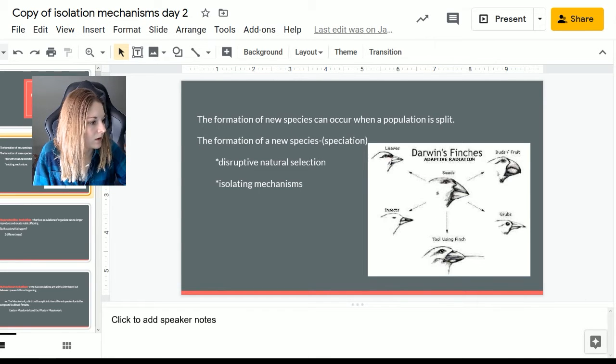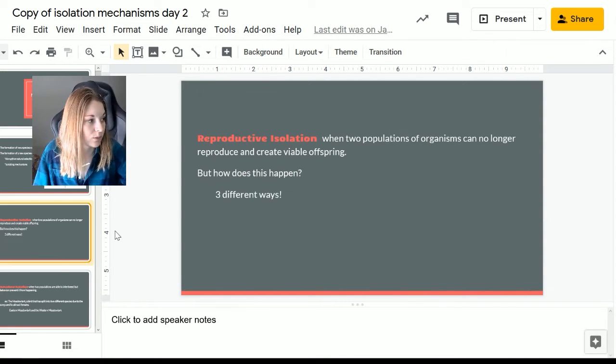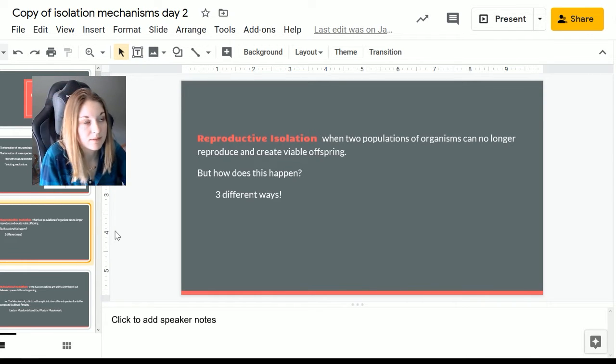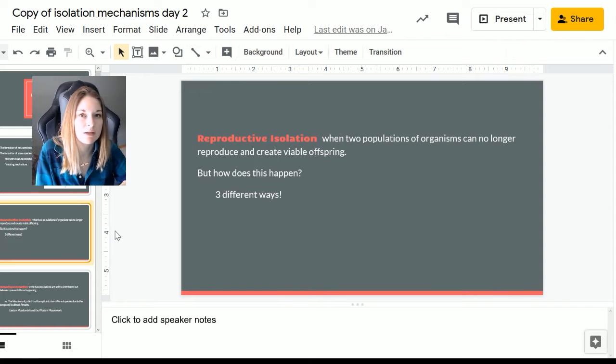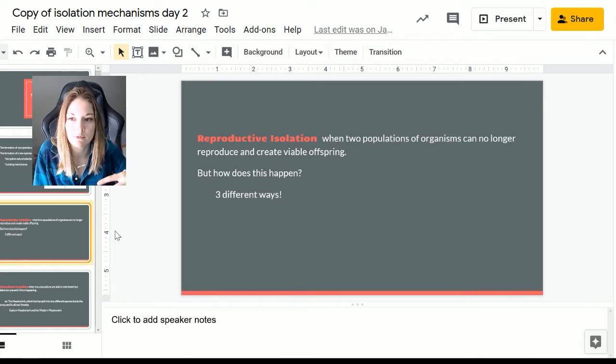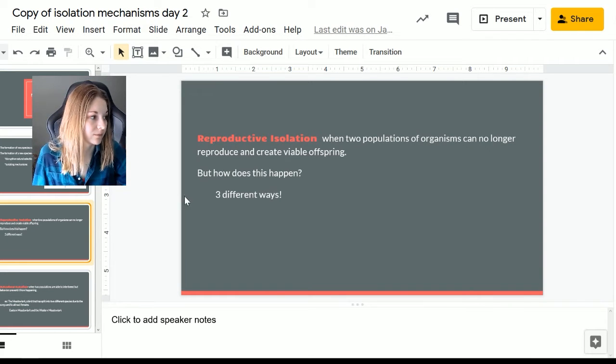Our first type of isolation is reproductive isolation. This is just when 2 organisms can no longer reproduce. And when I say they can no longer reproduce, I'm looking at their offspring and if their offspring are fertile or not. So sometimes organisms can still reproduce, but their offspring can't, and that doesn't count. They have to have a viable offspring. Each of these different types I'm going to go over would all be considered reproductive isolation. This is kind of your umbrella term here.